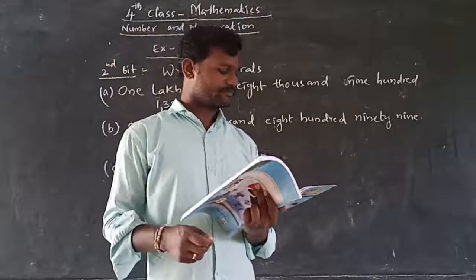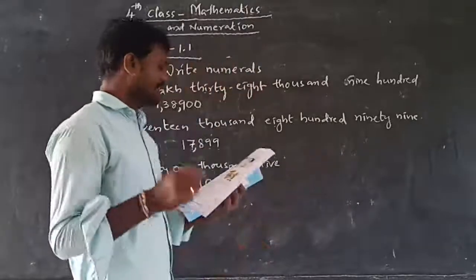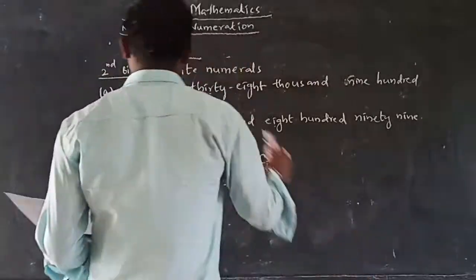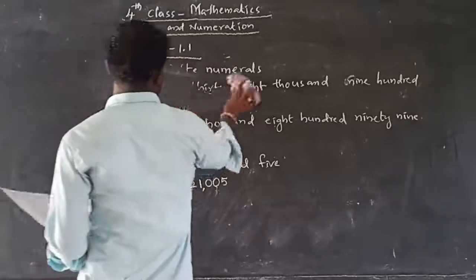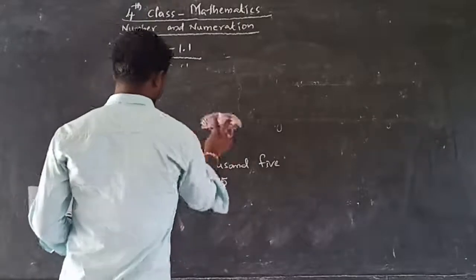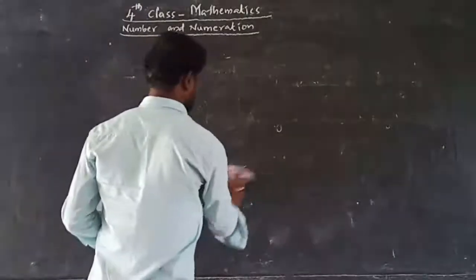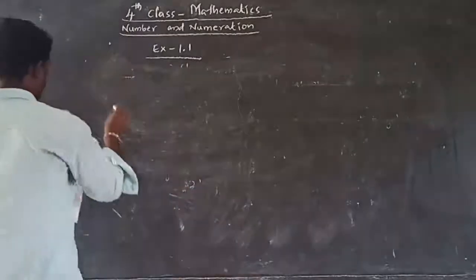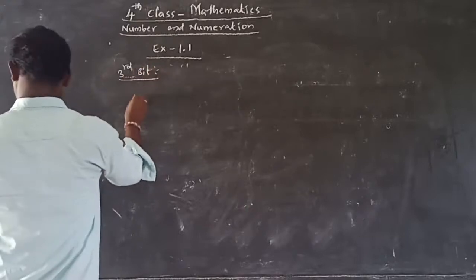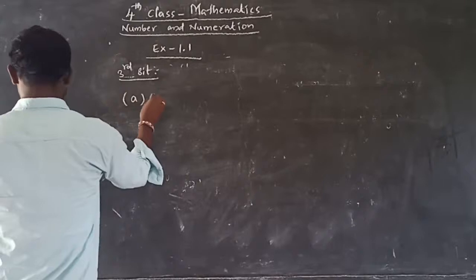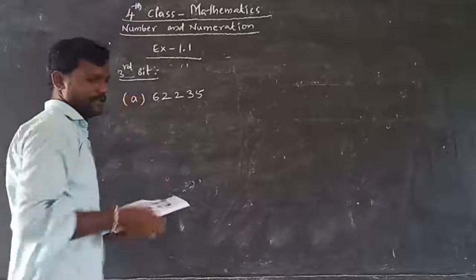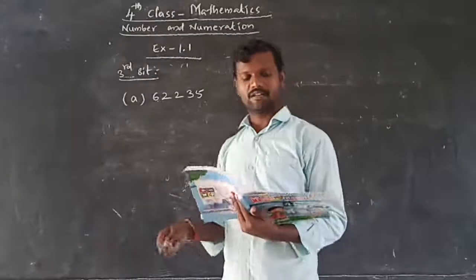Next, third bit. What is third bit? Put the missing commas and write the numbers in words. Commas are not there. You have to write commas for the numbers. After writing commas, you should write the numbers in words. So third bit. Third bit A is what? The number given is 6, 2, 2, 3, 5.